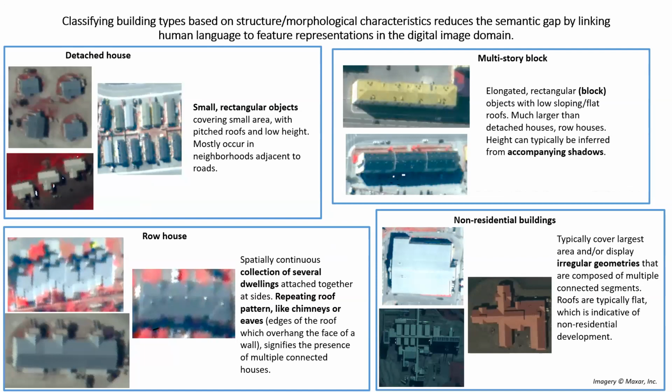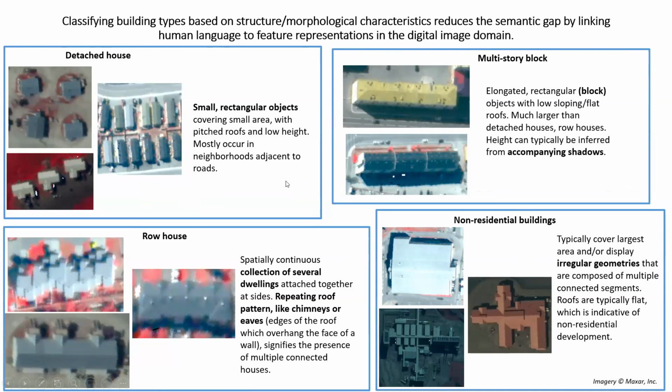And so I'll just quickly go through these. This is how I've subcategorized buildings in this deep learning approach. So you have the detached house, which is this small rectangular object that's typically the smallest type of building, and you can see that they have pitched roofs, and they mostly occur in neighborhoods, right?